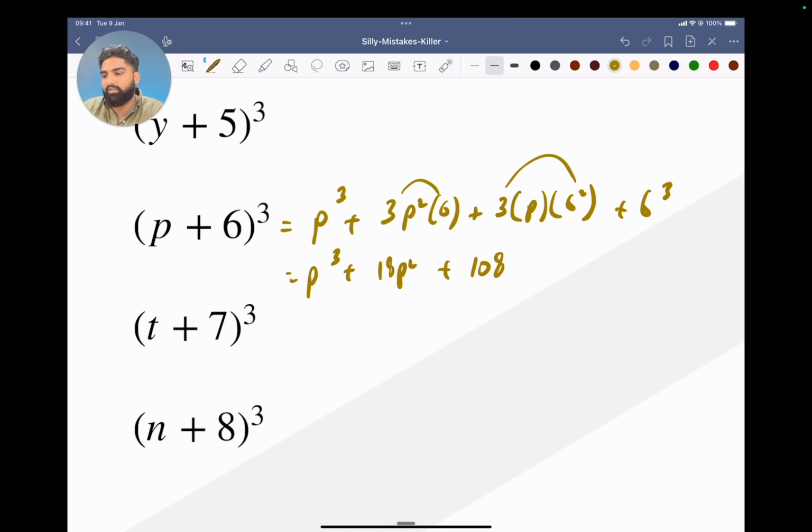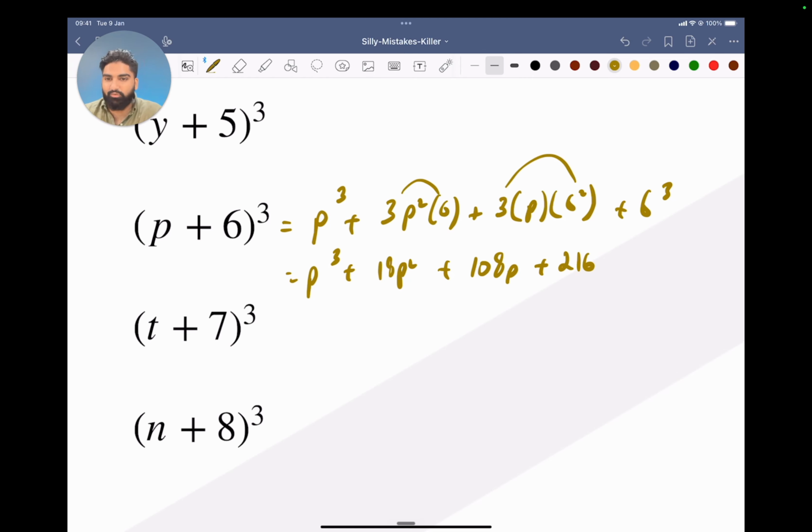Obviously, I don't need to double check because I'm pretty much always right. Yep. And then times p, and then the last term 6 cubed is I think it's 216. Again, I'll double check, but obviously I am right. All right, cool. That's it.